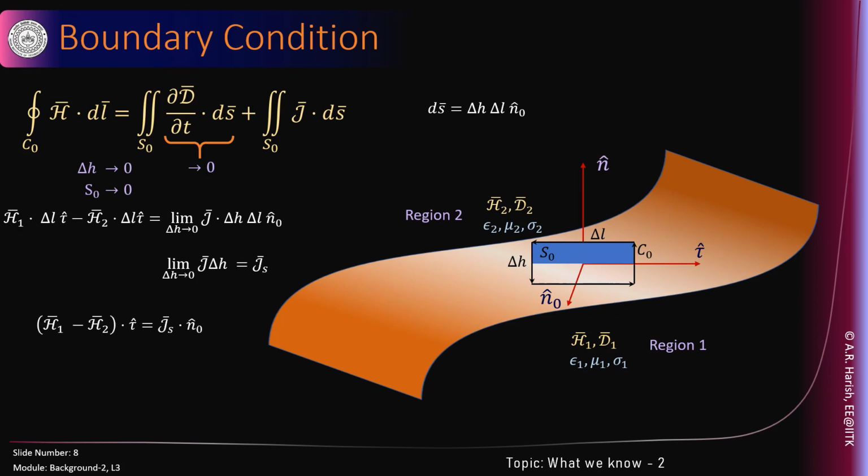Now it's very straightforward. We knock off delta L from the top equation and we get H1 minus H2 dot tau cap is equal to Js dot N naught cap. And since tau, N, N naught cap form a right-handed system, tau cross N cap gives N naught cap. So replace N naught cap by tau cross N cap, and what we get is H1 minus H2 dot tau cap is equal to Js bar dot tau cap cross N cap.